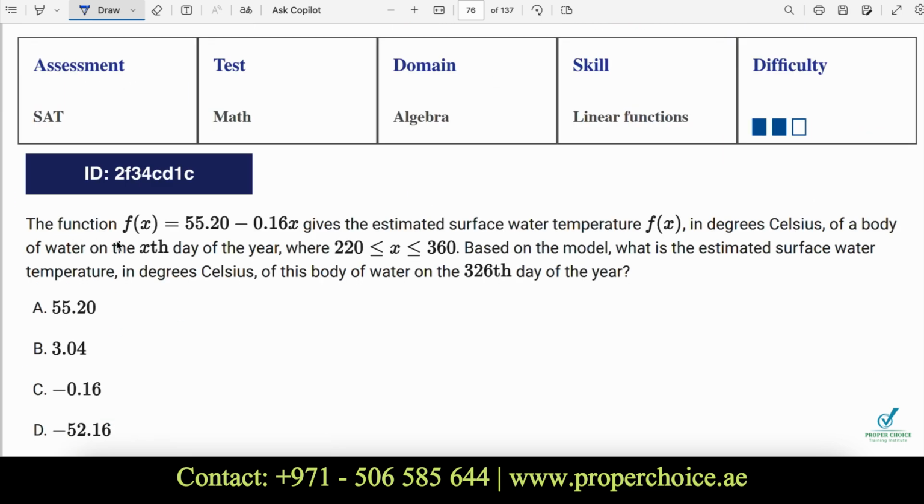It says the function f(x), which is equal to 55.20 minus 1.6x, gives the estimated surface water temperature f(x) in degrees Celsius of the body of water on the xth day of the year, where x is between 220 to 360. Based on the model, what is the estimated surface water temperature in degrees Celsius of this body of water on the 326th day of the year?